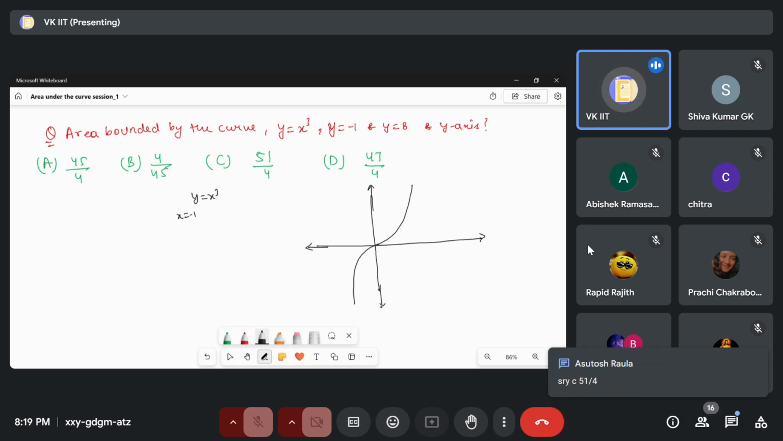Okay, that is all we need, because the actual diagram we don't need now. If we know the trend of this diagram, then it is fine for us.